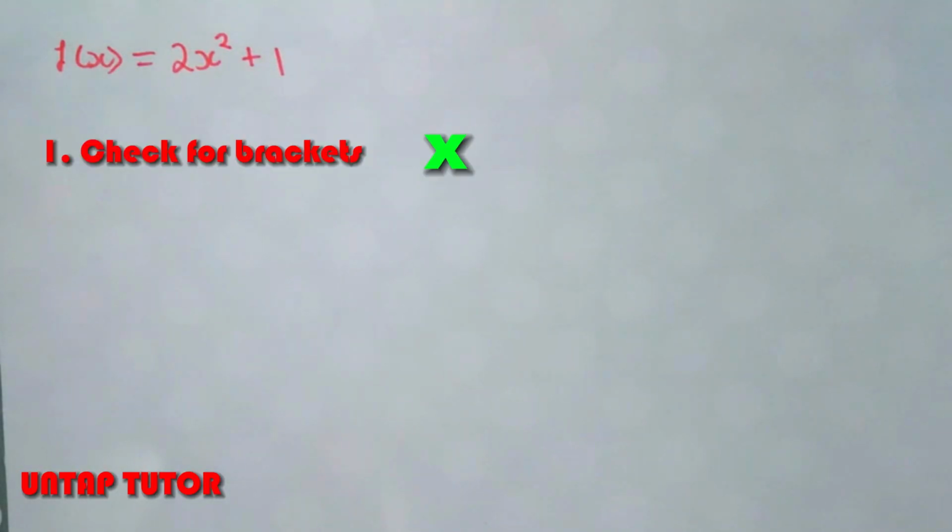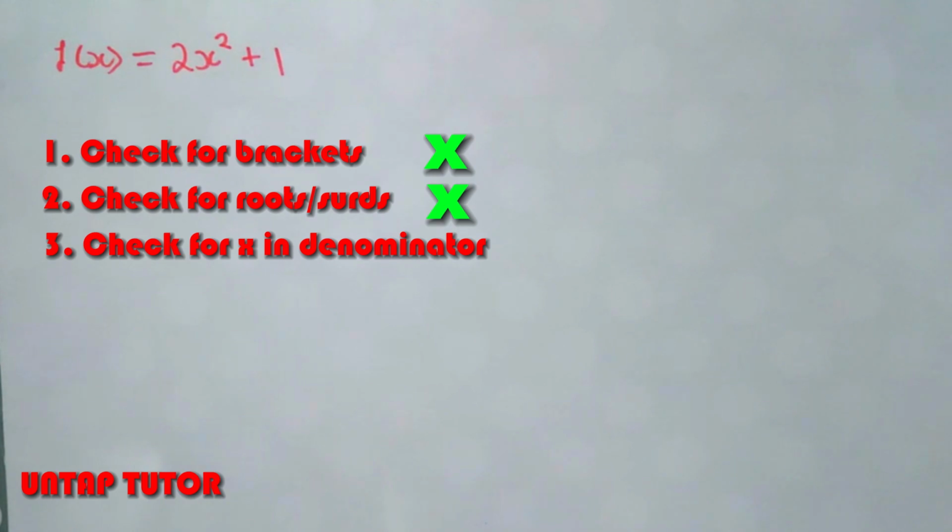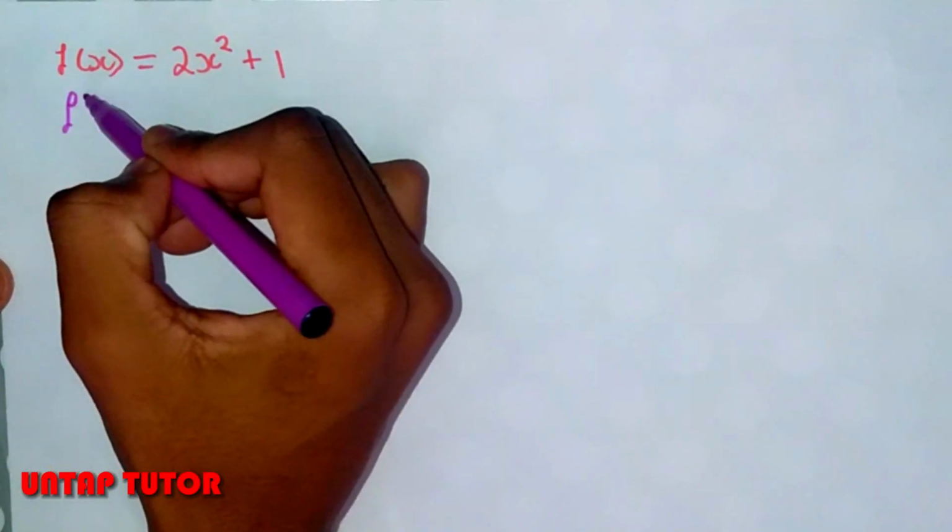This is an easier question, just for the purpose of reminding ourselves how we do the differentiation using the power rule. So what we are asked is to find the derivative of this equation. To find the derivative, we first check: are there any brackets in our equation? No. Are there any roots in our equation? No. And are there any x in the denominator? No. Then we can go ahead and find our derivative.